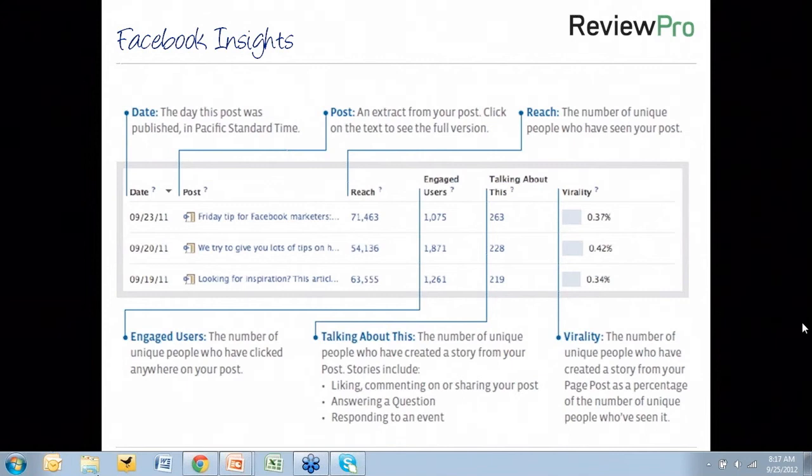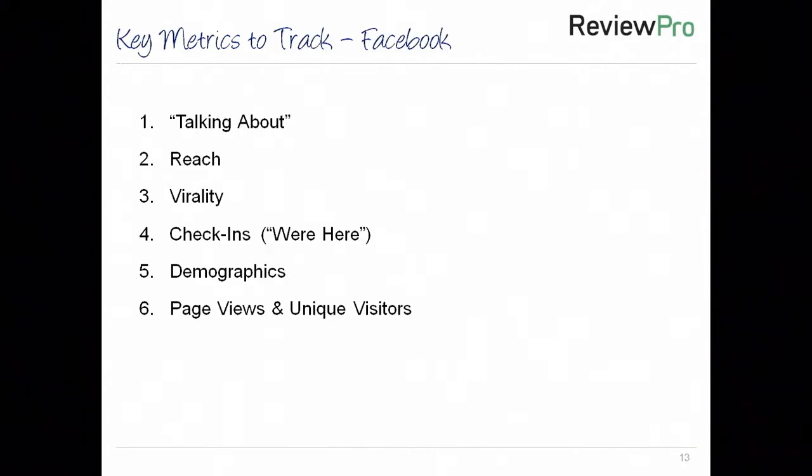So the most closely related to engagement that we discuss among my properties is the talking about metric. This is tallied anytime someone likes your page, likes a photo, comments on a photo, mentions or tags your page, and so on. Basically anytime someone interacts directly with your page through a post or via the newsfeed.